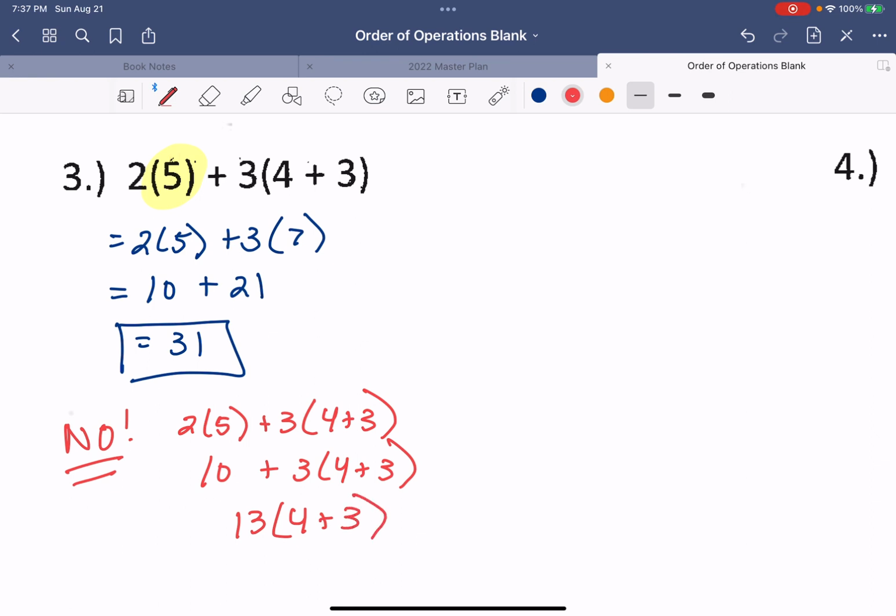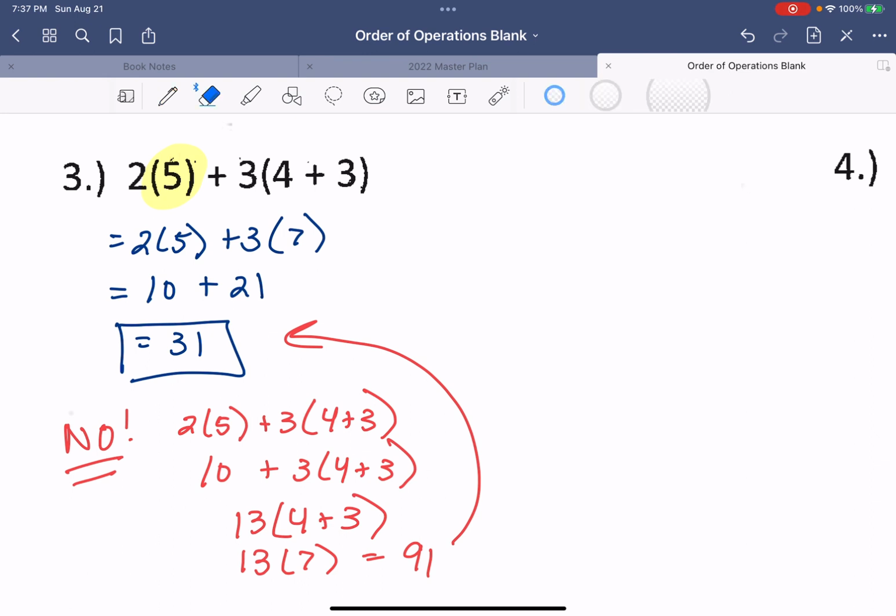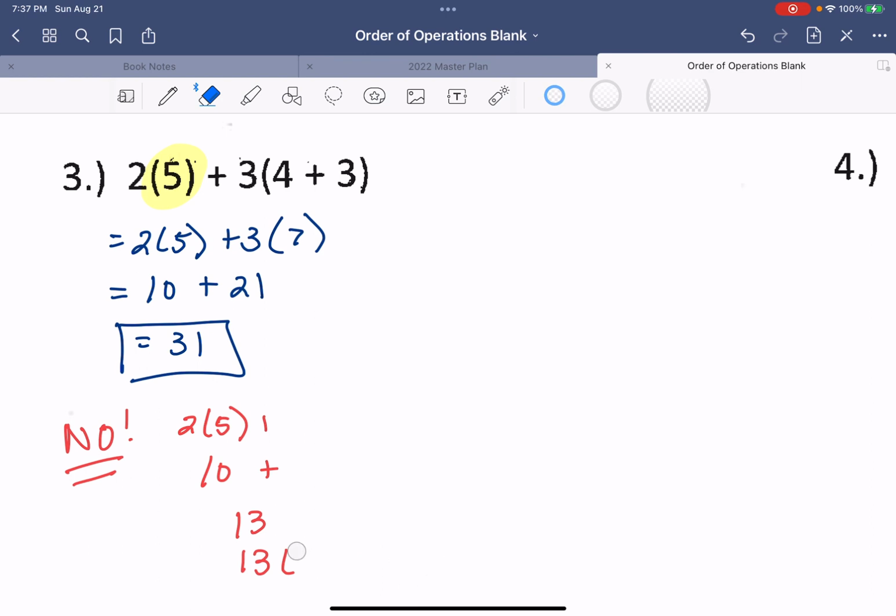Ooh, this kind of gets weird. Okay, let's do 13 times 7. Wow. 13 times 7. What does that equal? Let me see if I can figure this out lickety-split. 13 times 7 is 91. Huh. Does that look anything like 31? No. So we definitely don't want to do that. The order of operations is very, very important.